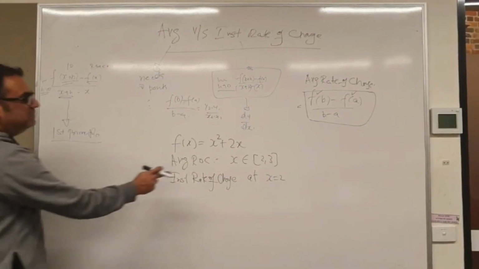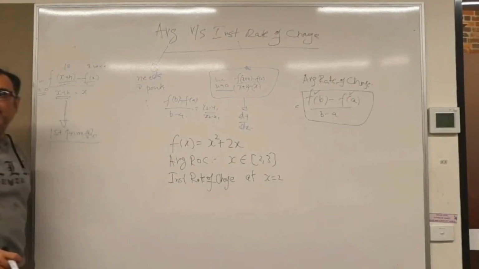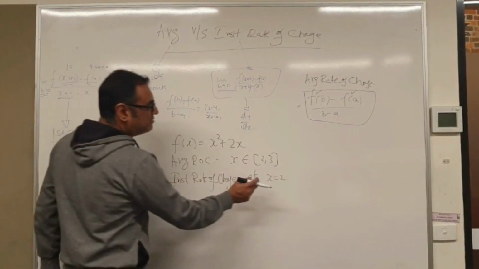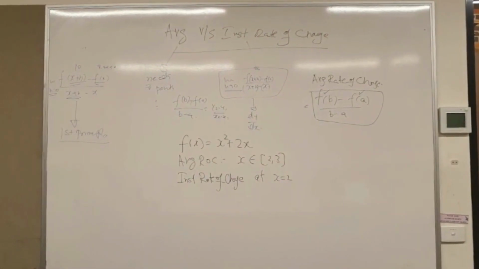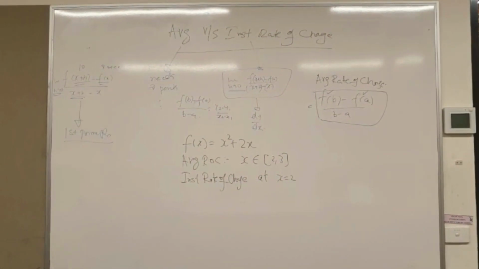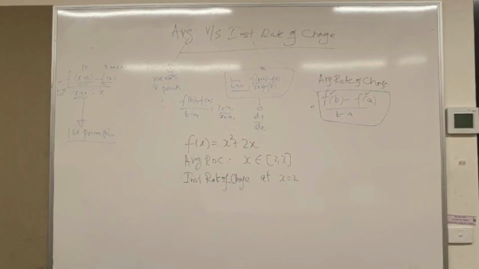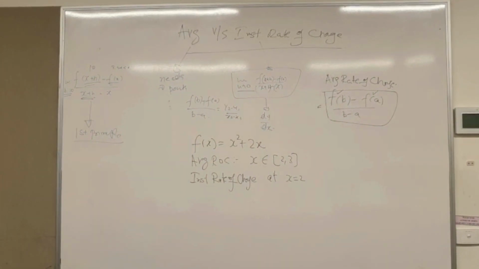You see the difference between the two questions. Your average rate of change will always give you 2 points, 2 x values, whereas your instantaneous rate of change will always give you 1 value. Go for it now. Everything's given to you clearly on the board. I'm trying to figure out what I made a mistake on. Sorry? I'm checking the mistake for the average rate of change. Alright, let's quickly check.